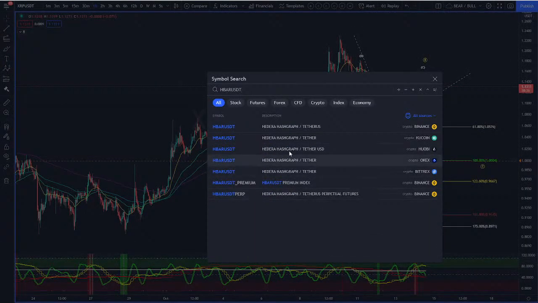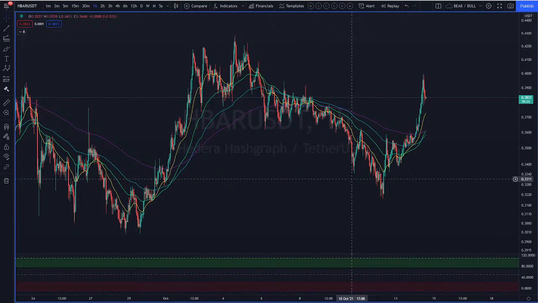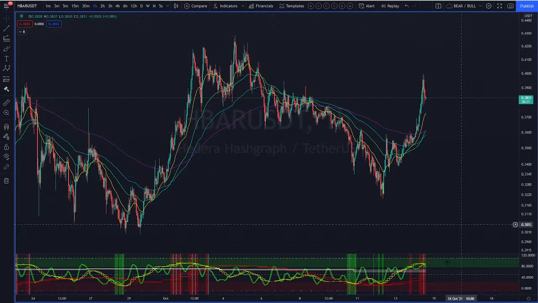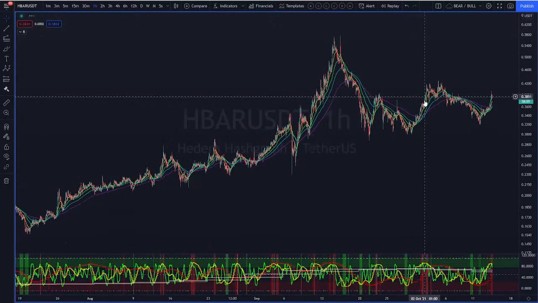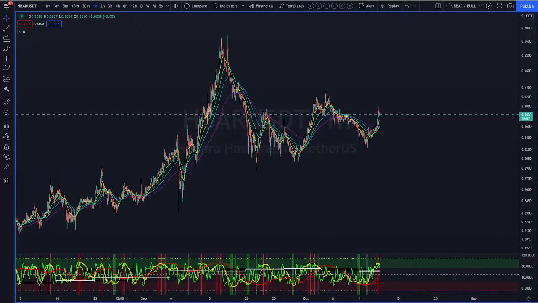HBAR. Let's take a look at this guy. Oh man, again, another big move up. The 12-hour has already taken off. The weekly is still crossed down. The 3-hour is curling down. The 1 hour is curling down. This is also, again, after a big move to the upside. Let me zoom out and see where we're at here.